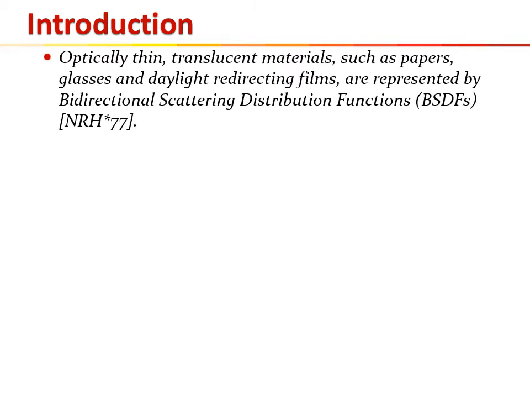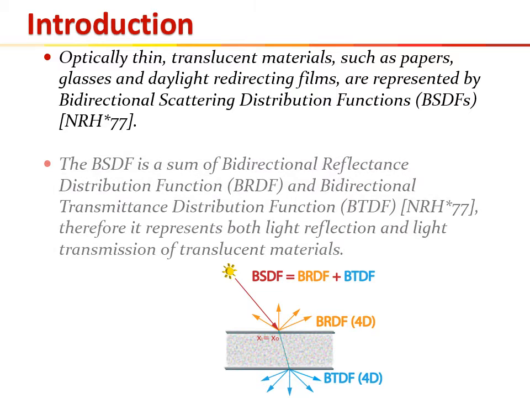Photorealistic rendering can be seen as a variant of computer graphics that addresses light interaction and accurate descriptions of materials involved in a scene. Optical thin translucent materials such as papers, glasses, and daylight redirecting films are represented by bidirectional scattering distribution functions. The BSDF is a sum of bidirectional reflectance distribution functions and bidirectional transmittance distribution functions. Therefore, it represents both light reflection and light transmission of translucent materials.